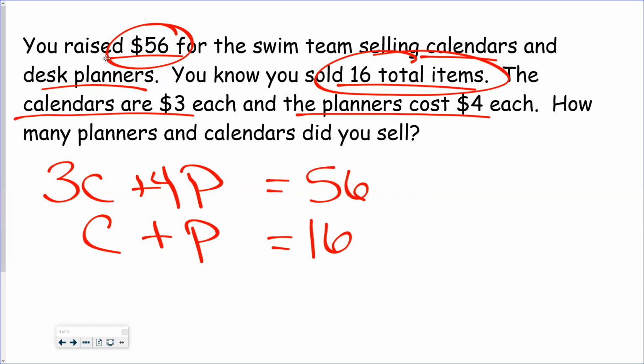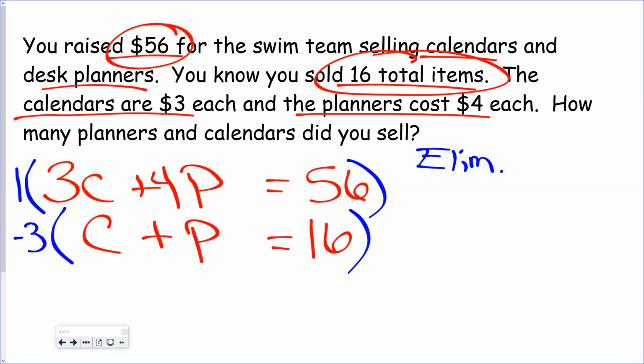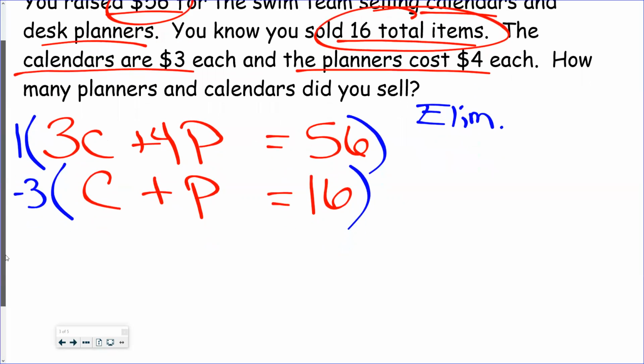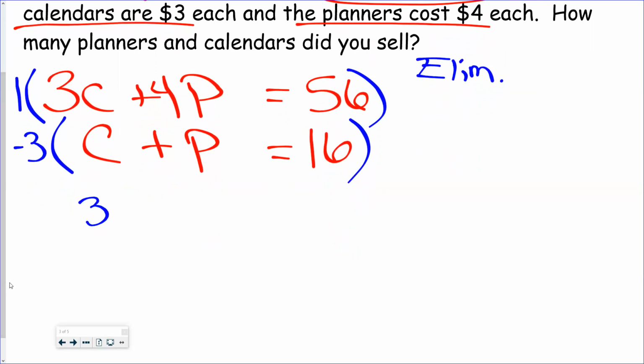Now, they do want us to go ahead and solve both of these for the number of planners and calendars. So which method would I choose? I would choose elimination. I already have everything lined up to where all I need to do is multiply my 2 equations. I'm going to start out with trying to figure out how many planners I have. So I want to get rid of C then. So I'm going to multiply the top equation by 1, the bottom equation by -3. So I'm still going to have the top equation exactly the same: 3C plus 4P equals 56.